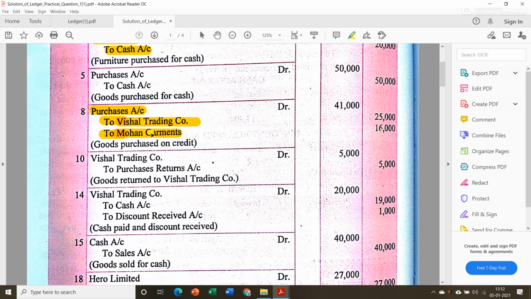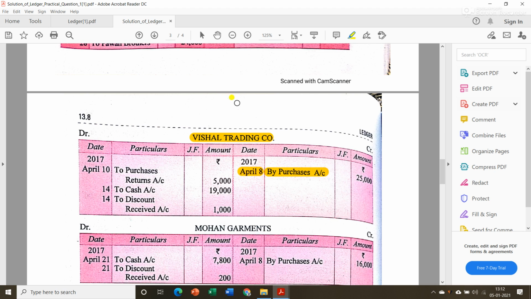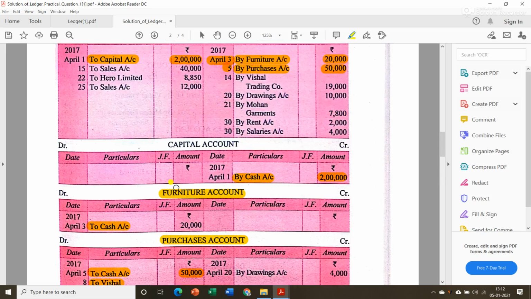we cannot write to Mohan Garments on the debit side because both of them are in the credit of the journal entry. So we have only purchases account on debit side. So in Vishal Trading Company we will write by purchases account on the credit side, and in the Mohan Garments account also we will write purchases account. So after Vishal Trading Company you leave some space and you create one new Mohan Garments account, and on credit side you write by purchases account rupees 16,000.